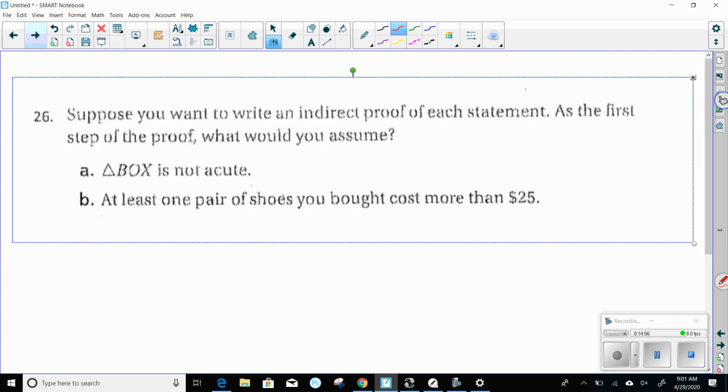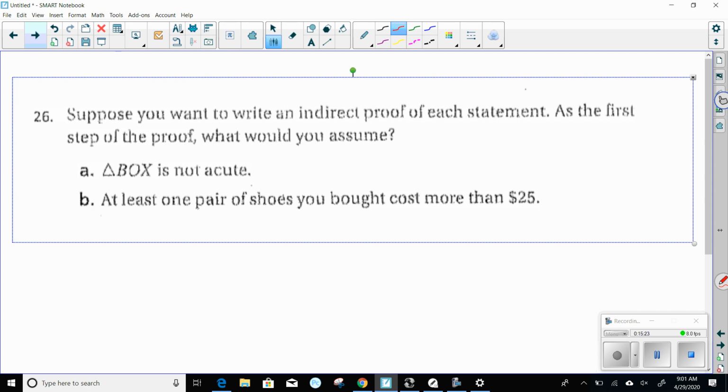Okay, last thing. Indirect proof. I decided not to make you do a proof. I was going to, but then it's just hard to do with our testing format. If we were here at school, we would definitely do this. So instead, I'm just going to have you write the first step. This is when you assume the opposite. So suppose you want to write an indirect proof for each statement. As the first step of the proof, what would you assume?